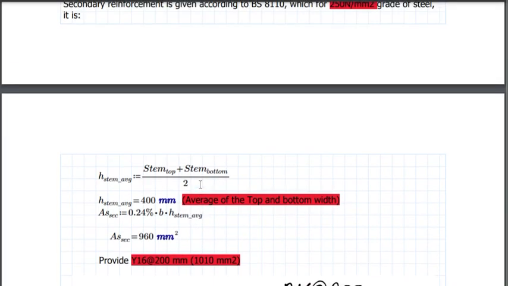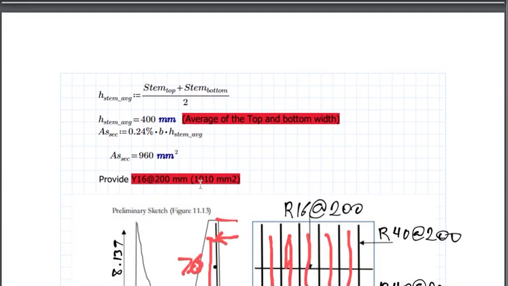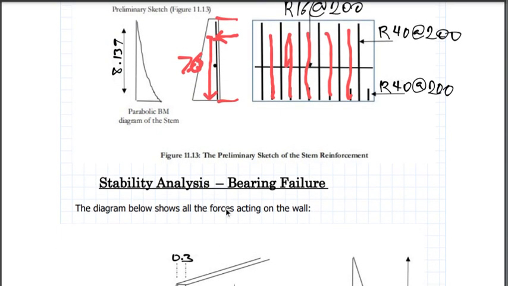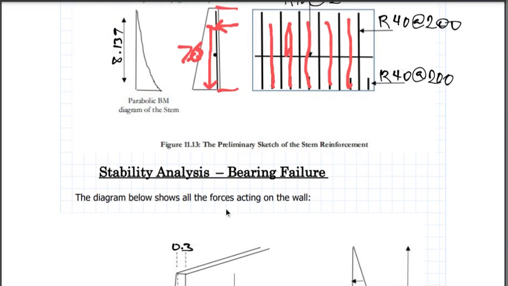Yeah, so welcome back. This is where we stopped the last session. So we are proceeding to the stability analysis.